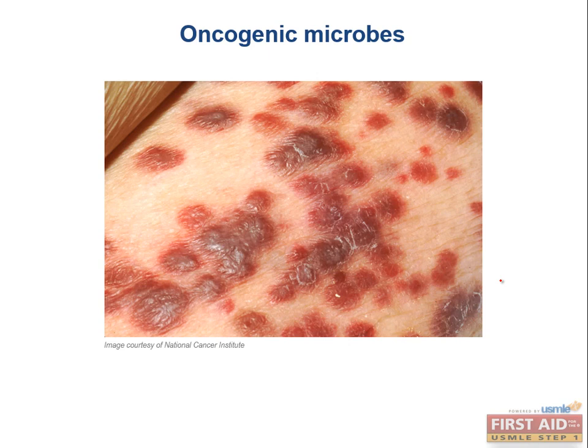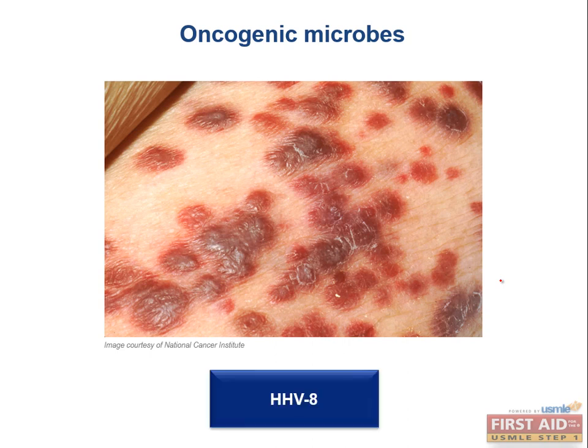What's this? These violaceous plaques. If you see this on an individual, what are you thinking? Consistent with? This is Kaposi's sarcoma. It's caused by what herpes virus? Human herpes virus 8. Very good.